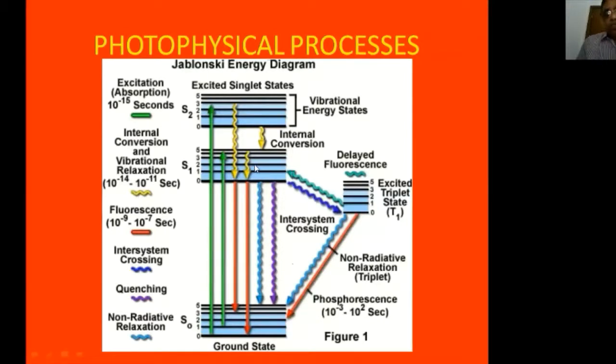Intersystem crossing between the S1 and the T1 state happens on a time scale a little faster than the fluorescence, because of the vibronic coupling. It happens faster. Excited state relaxation from the triplet state to the ground state can be by intersystem crossing, it can be radiative, or it can be non-radiative. If it is radiative, you call it phosphorescence. So this picture clearly tells you about the possible photophysical relaxations.